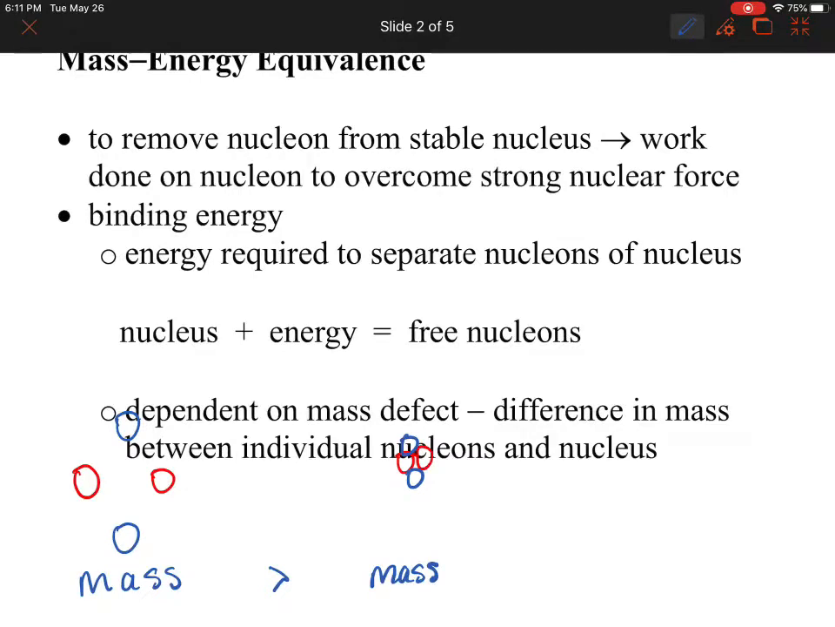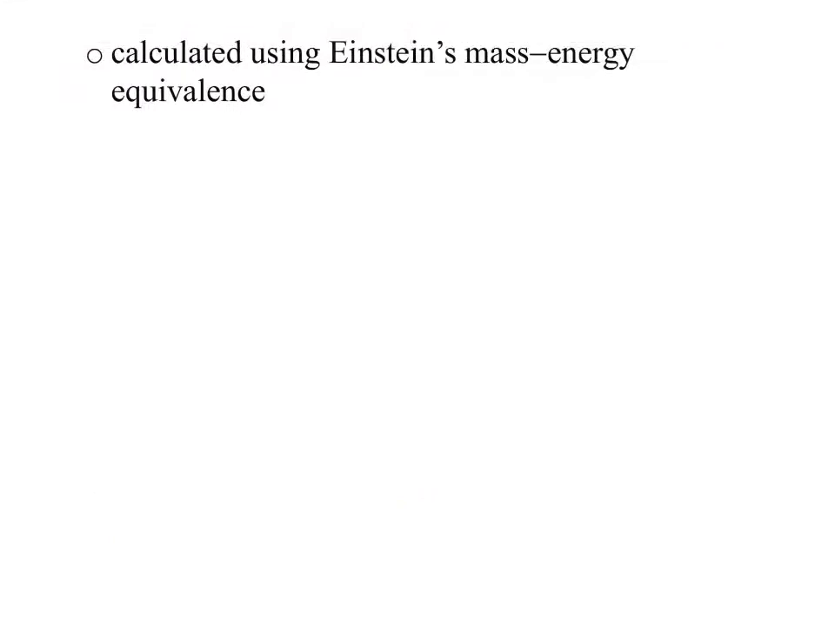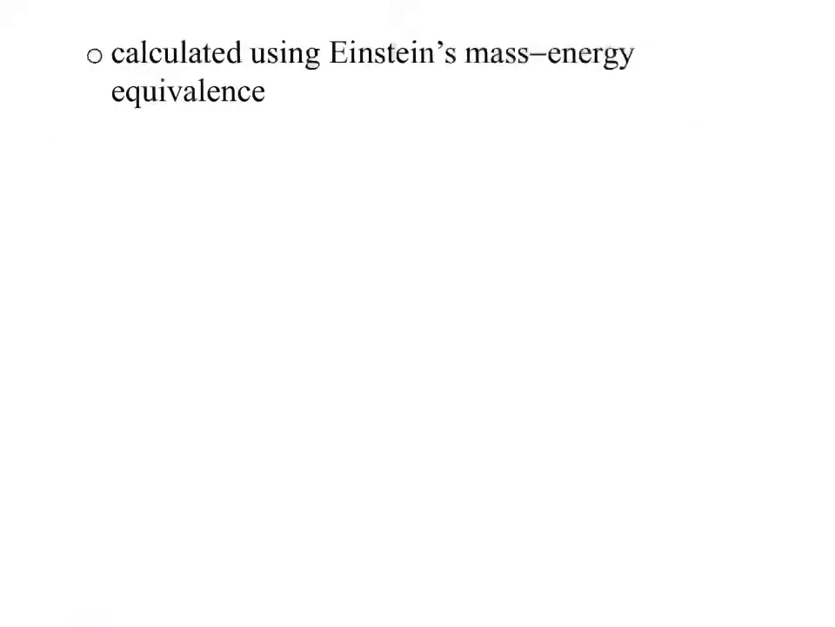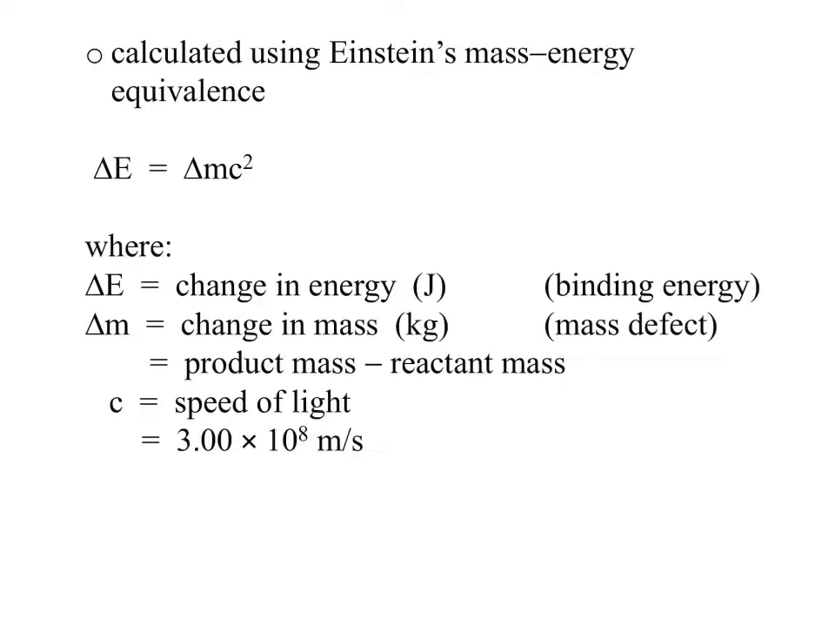Okay? And that's why we need to put in so much energy, because what's happening to the mass here? It's being converted to energy. You guys remember Einstein's mass energy equivalence means that mass can be converted to energy. Energy can be converted to mass. Okay, so some of the mass of the individual nucleons is going towards energy to keep this nucleus together. And to figure out how much mass is being converted to energy, we can just use Einstein's equivalence, that is E equals mc squared. So if we're looking at mass defect specifically, the change in energy is the binding energy, the energy that is going towards keeping that nucleus together.